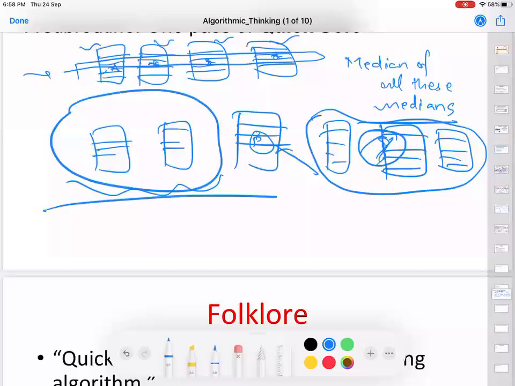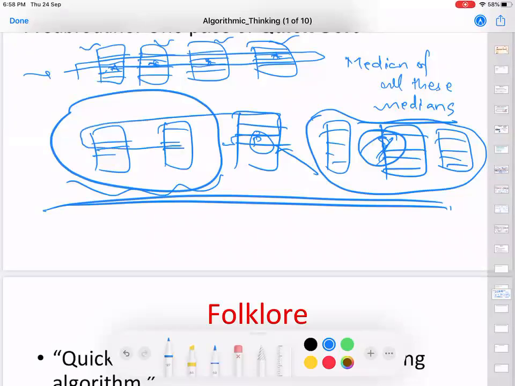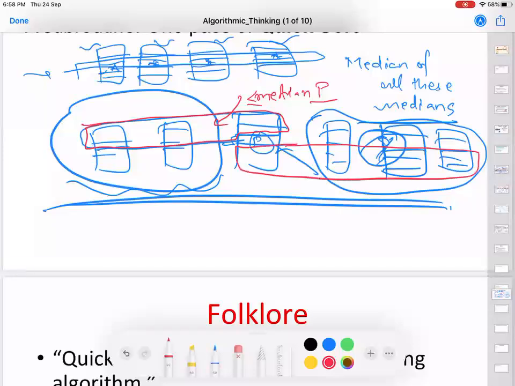So once you have done this procedure, what you can see is that all the elements that are here, rather, let me just change the color. So all the elements which are in this part are actually less than this median P. Similarly, all the elements that are in this part are greater than this median P.